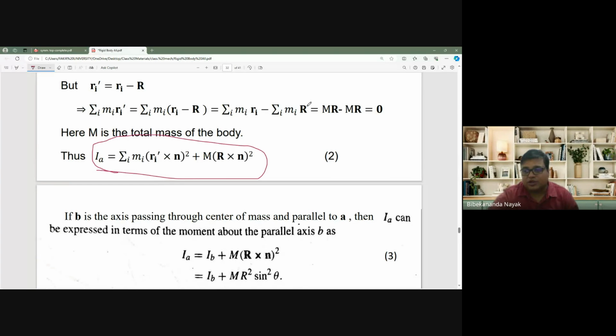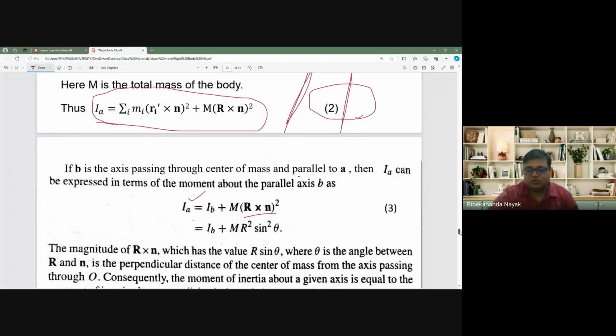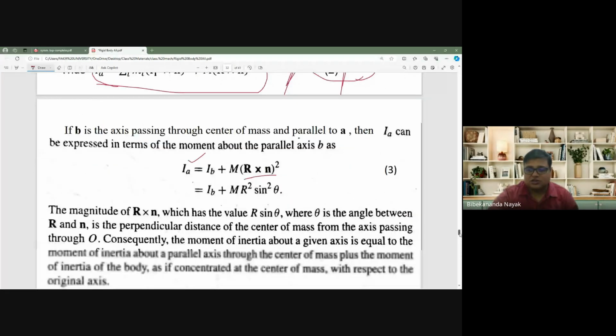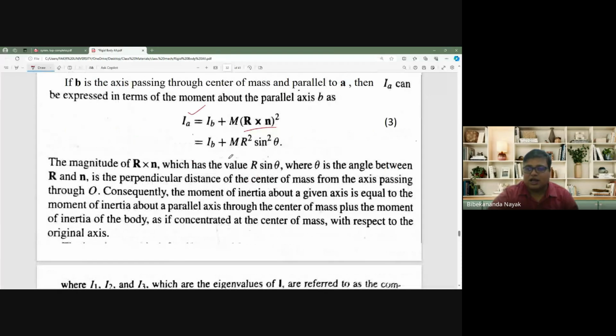This means if A and B are two parallel axes and a body is moving about one axis B, and we know the moment of inertia about B, then we can find the moment of inertia about A: I_A is equal to I_B plus mass into perpendicular distance squared. Isn't it? You know it. This is the derivation, leave it. This is important: I_A is equal to I_B plus M a squared. Here the distance means the perpendicular distance. So in place of R we always write R perpendicular.